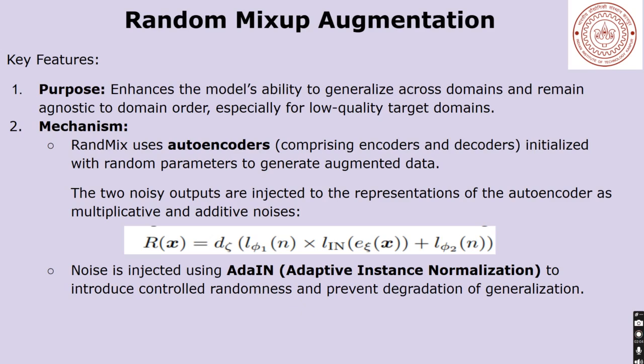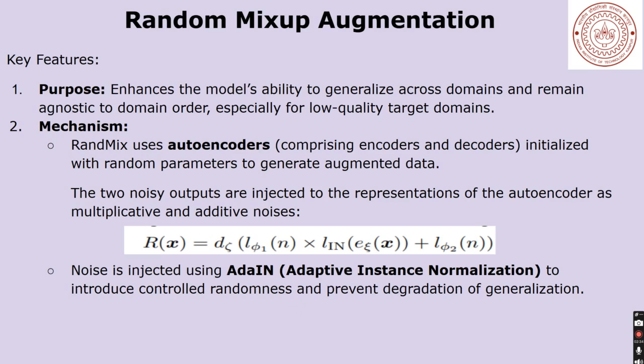Let's see the first component, RandMix augmentation. Basically, RandMix is introduced to improve cross-domain generalization when the model is trained on a single labeled source domain but tested on unseen target domains. It serves the purpose of enhancing the model's ability to generalize across domains and remain agnostic to domain order, especially for low-quality target domains. Here, RandMix uses autoencoders initialized with random parameters to generate augmented data.